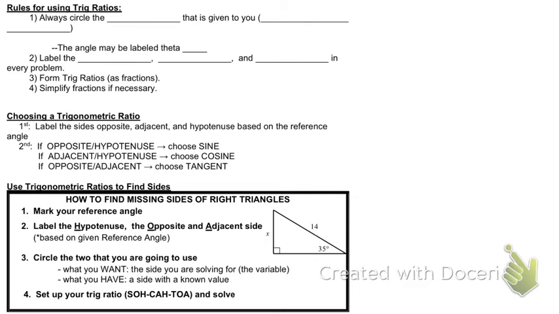So we're going to be using what we call these trig ratios, the sine, cosine, tangent. We just said, hey, we're going to use SOHCAHTOA to help us remember what each of the ratios is. Sine is opposite over hypotenuse, cosine is adjacent over hypotenuse, and tangent is opposite over adjacent, thus forming SOHCAHTOA.